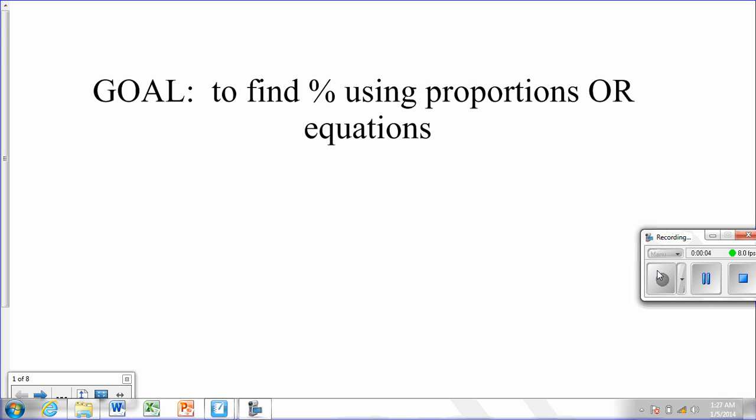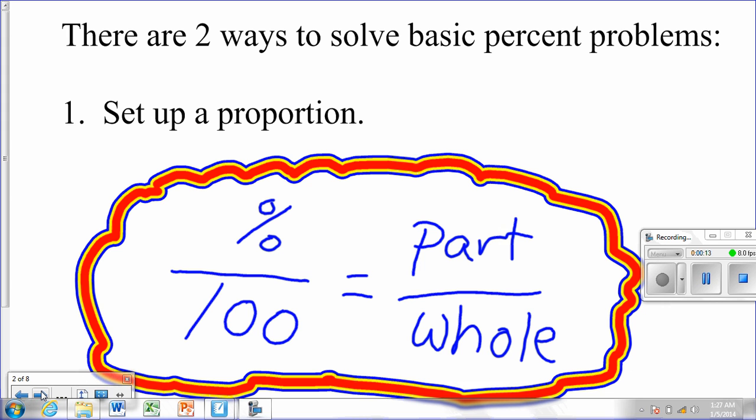Hi everyone. Today's lesson is to find percents using proportions or equations. There are two ways to solve basic percent problems. The first way is to set up a proportion. The proportion will be set up the same way every single time.